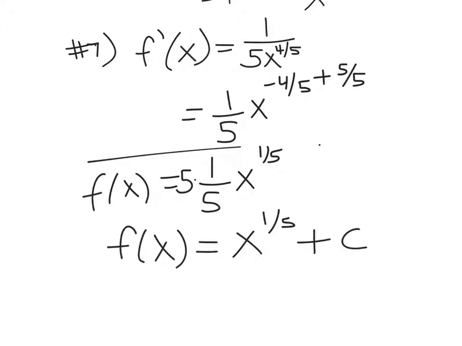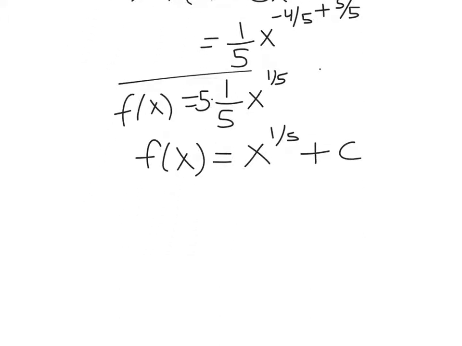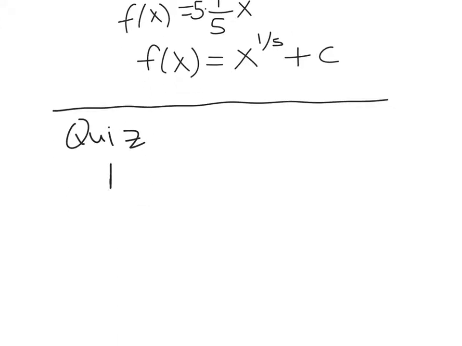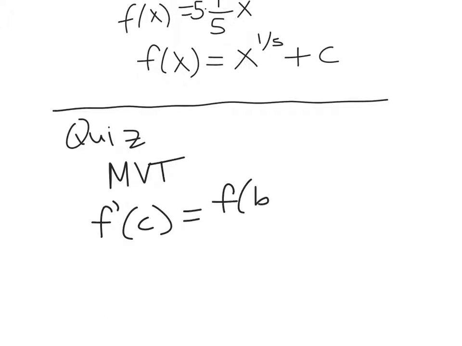Good. Now, let's talk about what's going to be on the quiz. I'm going to have a worksheet that's going to come out to you. It's going to help you prepare for the quiz. We're going to start with the mean value theorem. I will give you this formula where you're trying to find some point c where the slope is going to equal the slope of the secant line.